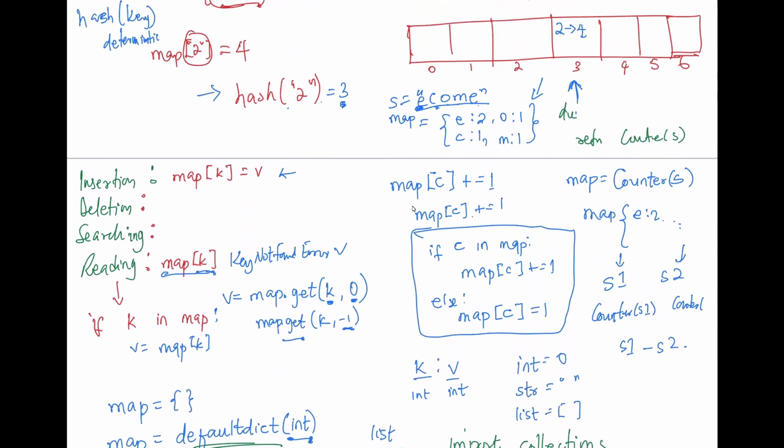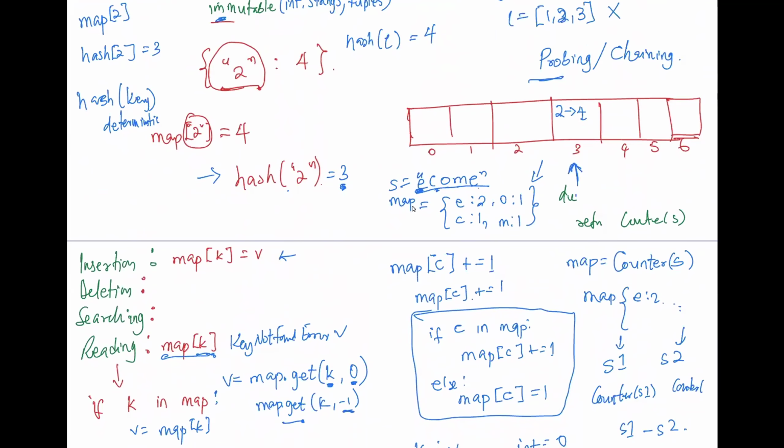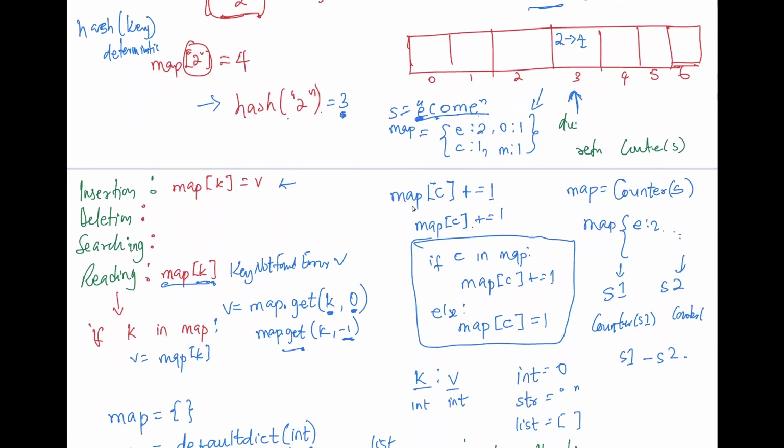And let's go to deletion. I'm going to talk about deletion, then we go through the time and space complexities for the hash tables or dictionaries. Okay, next, deletion. We can delete from a dictionary.